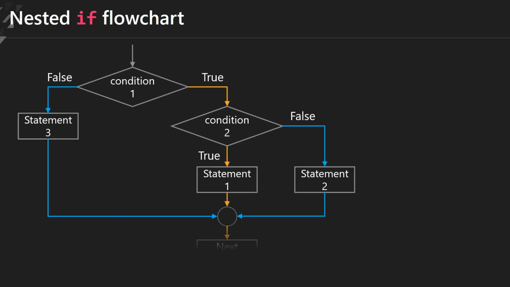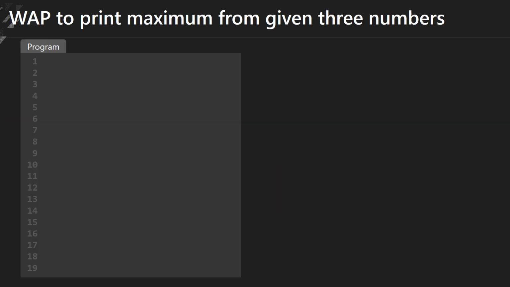The nested if flowchart will be like this. Condition 1, if it is false, statement 3 is executed. If condition 1 is true, it checks again. If that is true, statement 1 is executed, or else it executes statement 2. This way you can write a flowchart as well. You get a clear picture when you see both the theoretical explanation as well as the flowchart. Let us see how to demonstrate it using an example.